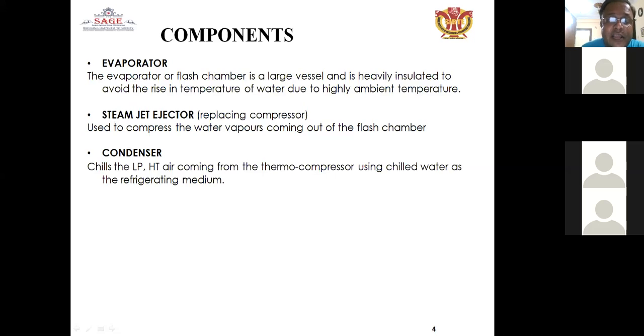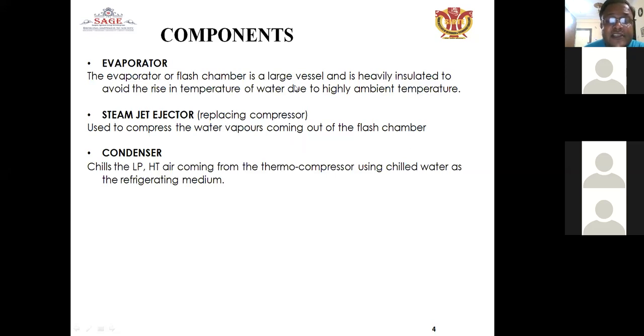The components are the evaporator, steam jet injector, and condenser. Evaporator and condenser both units work as individual types. The steam jet works in place of the compressor and is of another type. It is used to compress the water vapor coming out of the flash chamber. The liquid coming from the flash chamber is compressed by it. And this is a steam jet injector device.